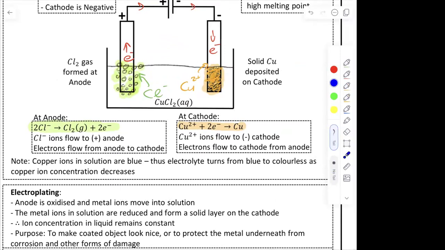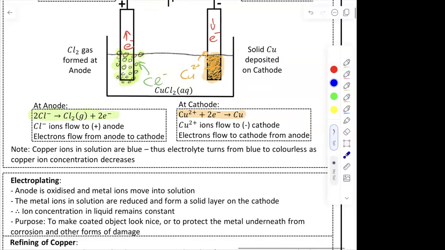Copper ion concentration decreases. So if you've ever seen copper sulfate, it is a blue substance, right? Because copper ions are blue, but copper metal is that orange color. So as I have less and less copper ions in my solution, the solution goes less blue and becomes more colorless because I'm removing all of those copper ions from my solution, and they're becoming copper metal.